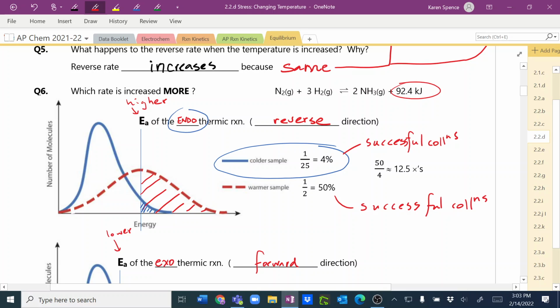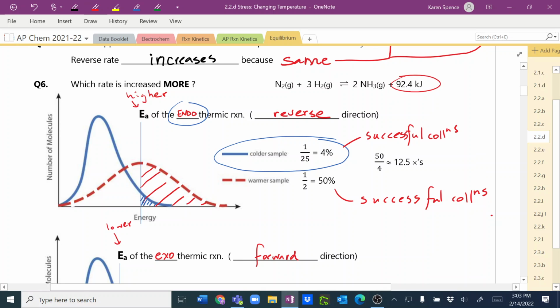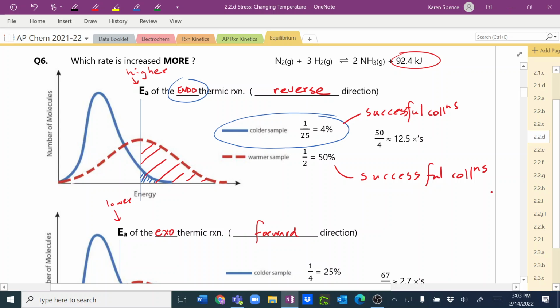So in essence, we have increased our successful collisions by 50 divided by 4, which is 12.5 times. Yes? By the way, you're never going to have to explain this. I'm just showing you why it works.